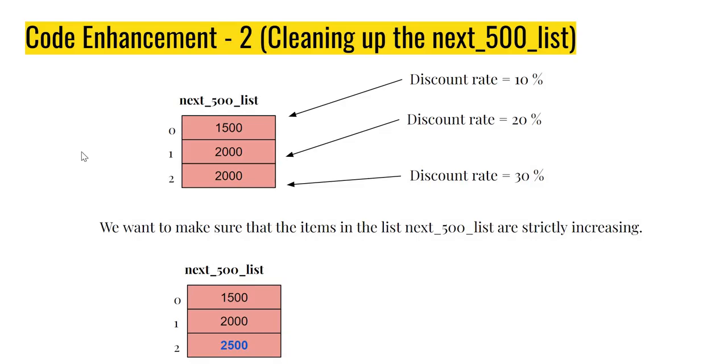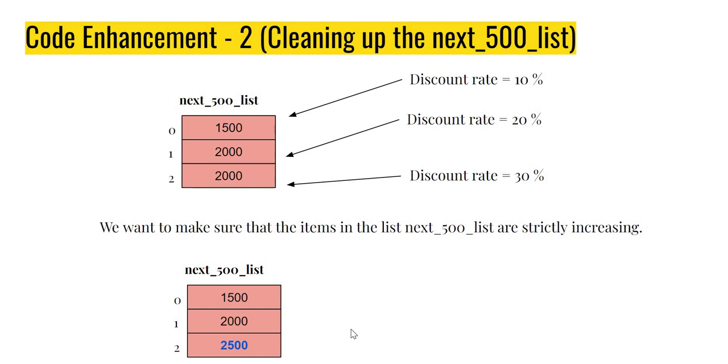Now, really, the requirement is that we want to make sure that the list items in this list, next 500 list, are strictly increasing, because only then it makes sense, right? That I'm offering lesser discount if the user spends lesser. I'm offering more discounts if the user spends higher. But many times the situation could be that, for example, I end up with 1500, 2000, 2000, or like I just did, 1000, 1000, 1000. So if this situation happens, I'm going to have to change this list, for example, to 1500, 2000, and 2500.